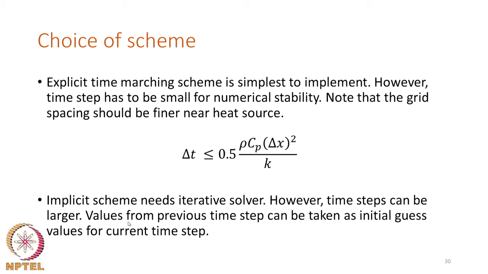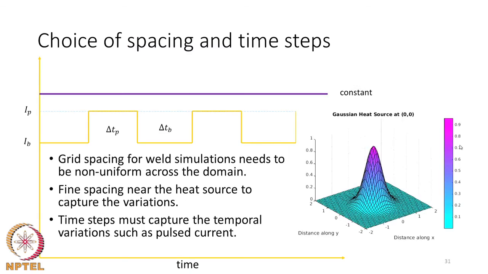Implicit scheme would not have any such limit. You could use any time step that you wish to use. However, if you use a large time step, you may have to do more iterations, and the previous time step values can always be taken as the initial guess in the case of implicit schemes, whereas in the explicit scheme you always have the initial condition to start your calculations, and so a time marching scheme is available.